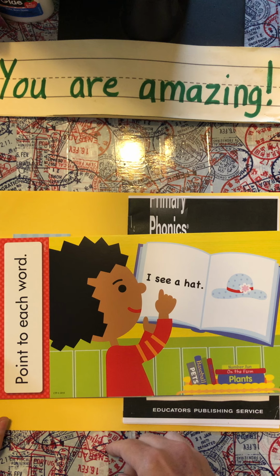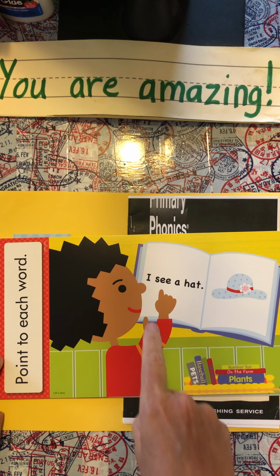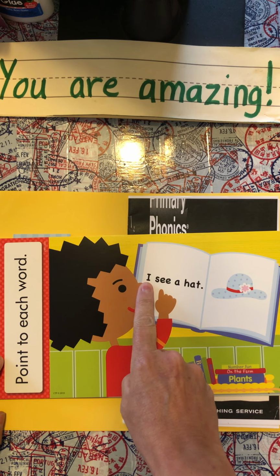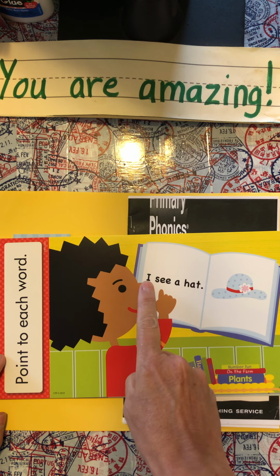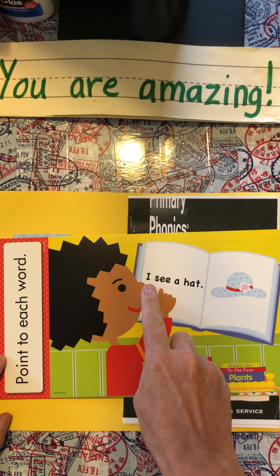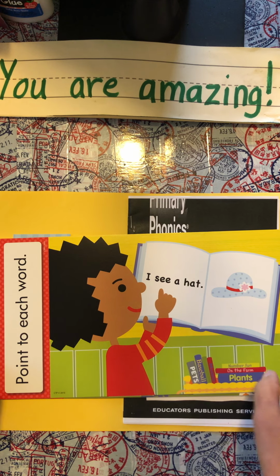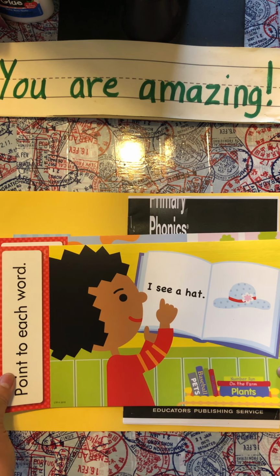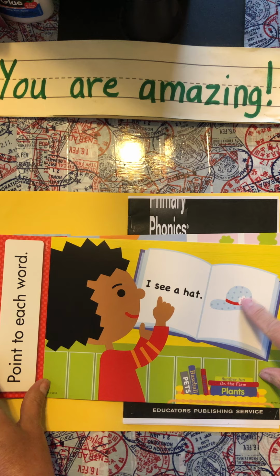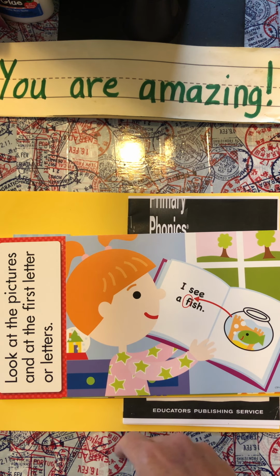We're going to point to each word using our pointer fingers. So I'm starting at the left, I'm moving, and I'm not going boom, boom, boom, boom, but I'm sliding it with my reading. I see a hat. Point to each word. And still using pictures to support that.